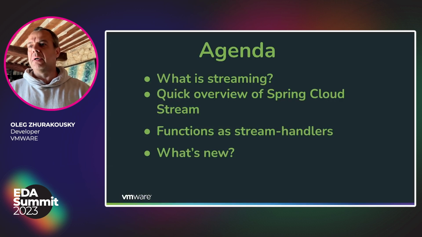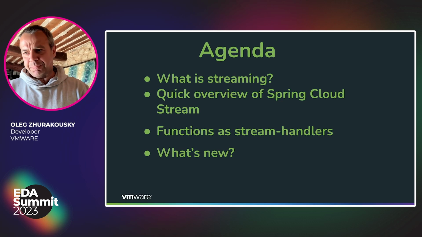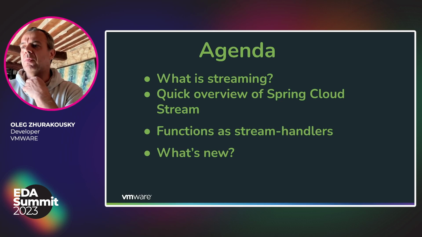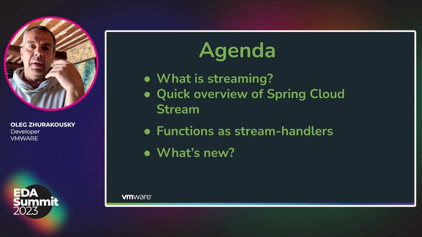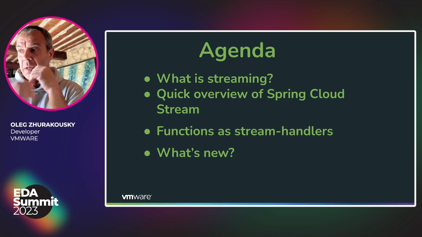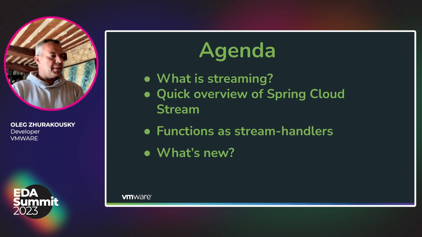So here's our agenda. Like I said, Spring Cloud Stream is one of the frameworks that I'm working on. And today my goal is to give you a quick overview of the framework, its features, and the benefits of using it in conjunction with another framework called Spring Cloud Function. We're also going to concentrate on this new programming model of Java functions as stream handlers. Actually, it's not all that new.